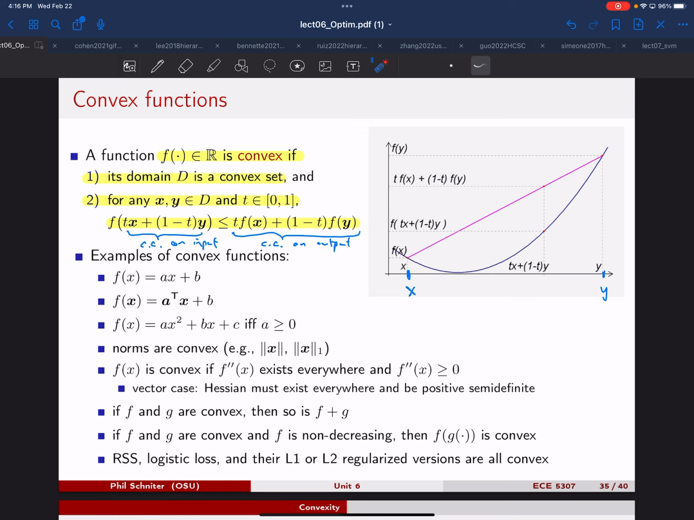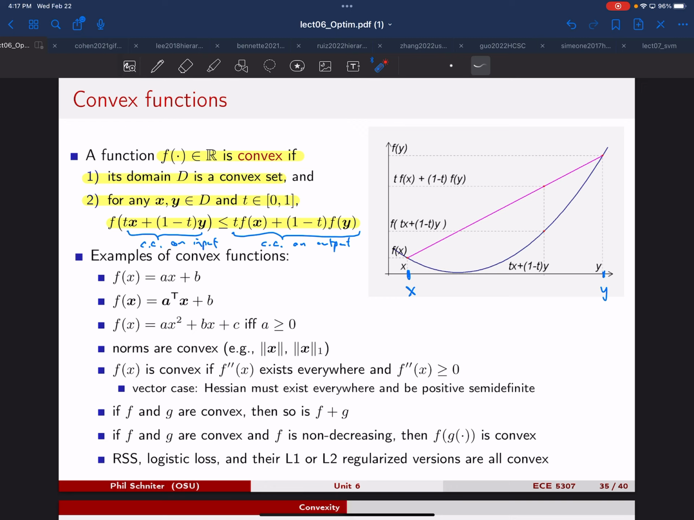If you're wondering how to generalize this to, let's say, non-quadratics, like what if you had a cubic function or something like that? So what you need to do is you need to look at the second derivative. That needs to exist everywhere and be non-negative everywhere. If that holds, then this is convex. That would be the case for a single variable x.